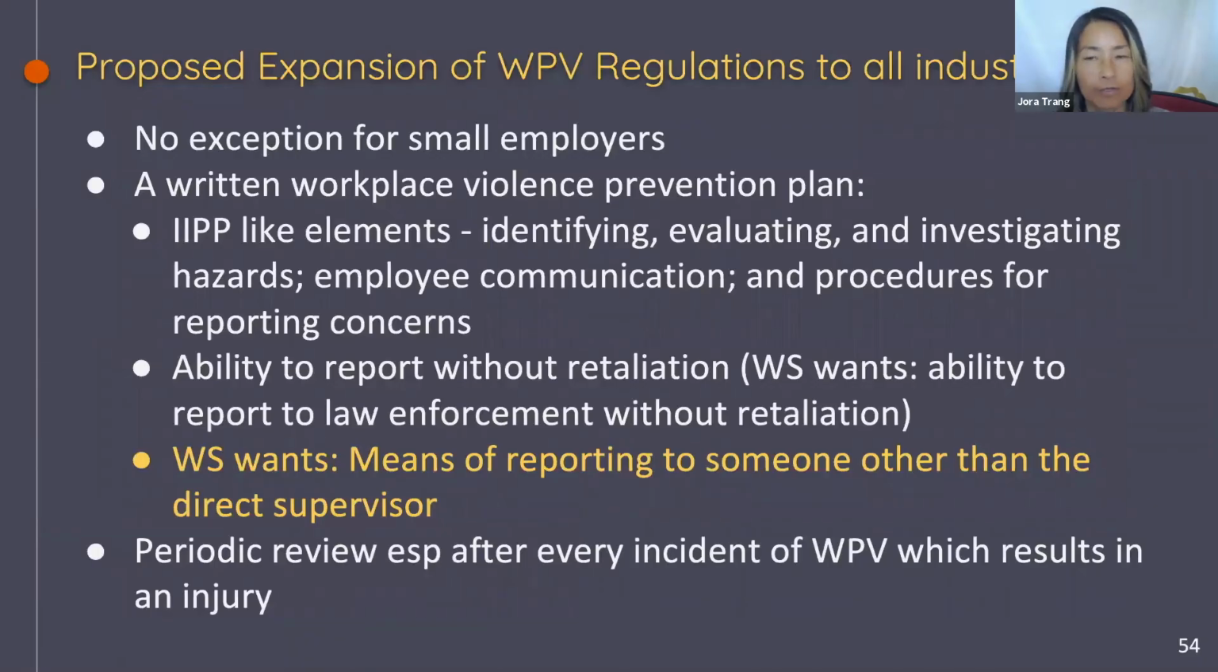I'll walk you through just a couple of components of what we're fighting for right now in the workplace violence regulations. We don't want exceptions for small employers. We want to make sure that there are injury and illness prevention elements. The injury and illness prevention plan is a plan that allows folks to set forth different protocols to ensure a way to identify and fix hazards.